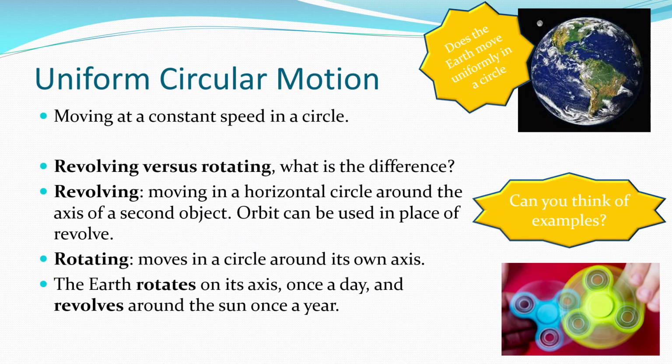Just a few little definitions around uniform circular motion. We're talking about an object moving in a constant speed in a circle. So that's the idea of something revolving around another object or something else. So think of the Earth revolving around the sun once per year. That's different from rotating, where something's rotating on its own axis. So the Earth itself rotates on its own axis, and this forms the days. Our little fidget spinners down there are rotating on their own axis. That's a rotation. But we're talking about revolving around in a larger circle, often around something else, but not always.